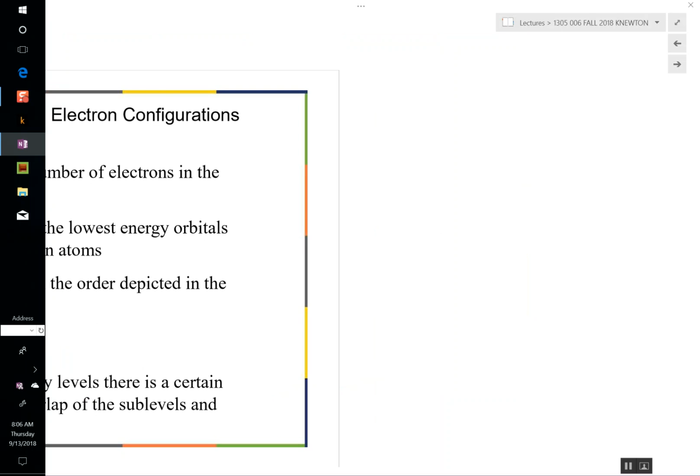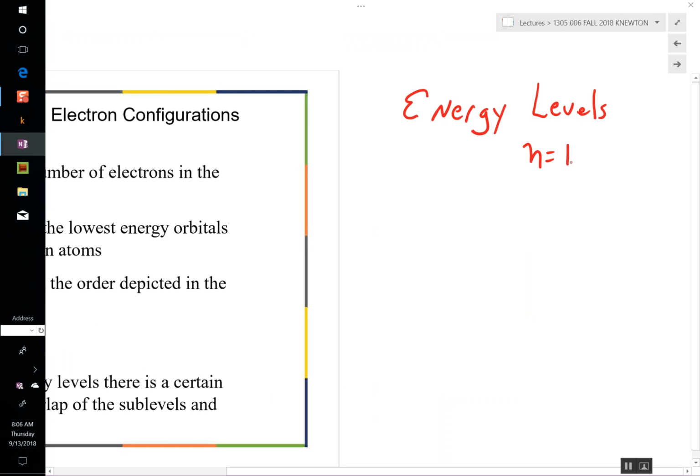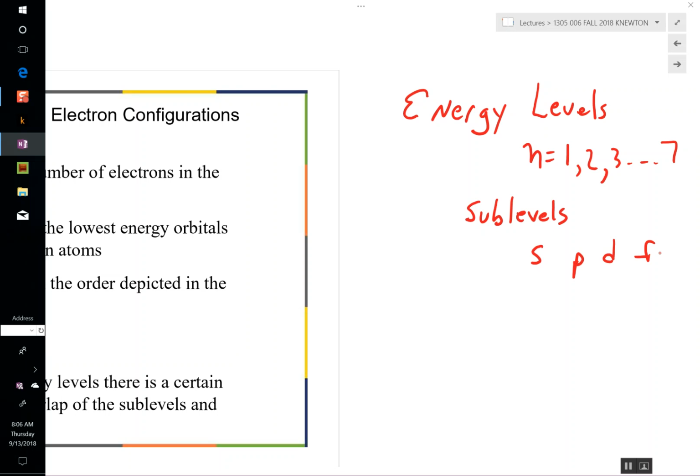orbitals. So remember, there were energy levels, n equals 1, 2, 3, up to 7. Principal energy levels. And then within there, that is broken down into sub-levels, S, P, D, and F. Please don't forget, there are sub-levels. And then within those sub-levels, there are orbitals. And an orbital can only accommodate 2 electrons.